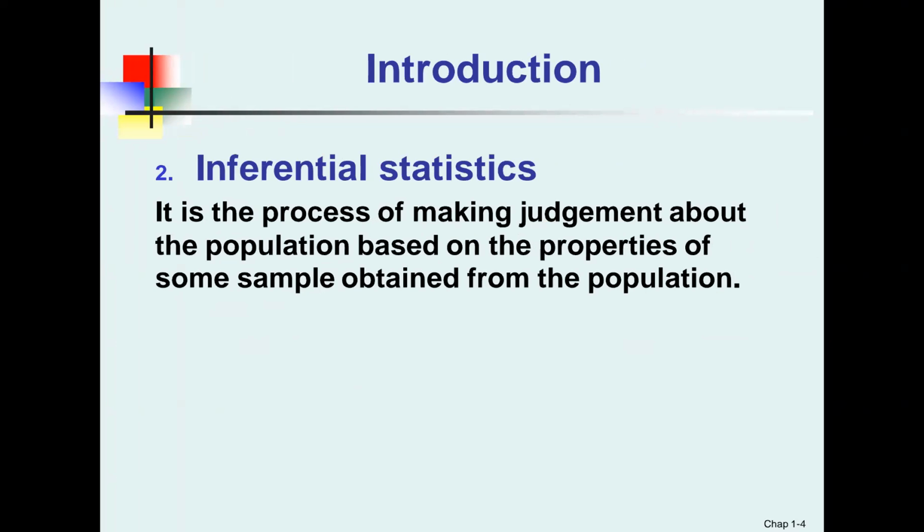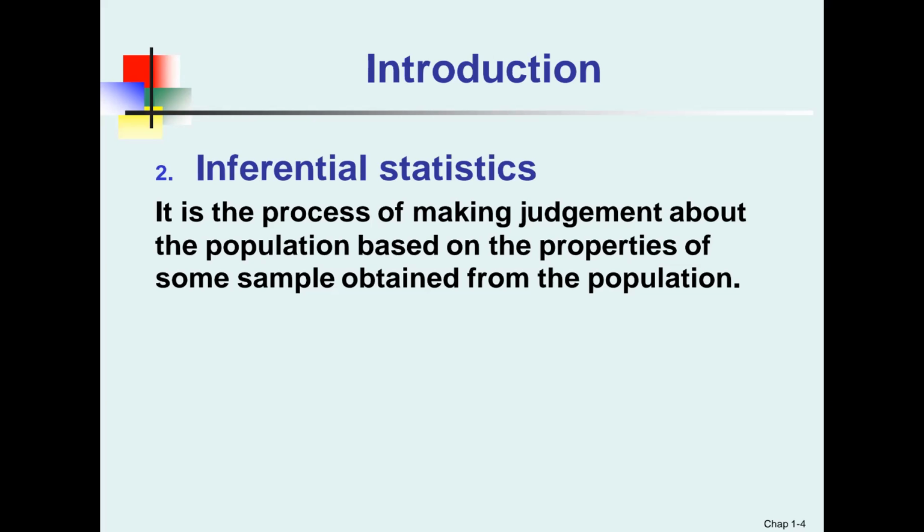Then inferential statistics is a process of making judgments about the population based on the properties of some sample obtained from the population. When you are researching, it's not possible for you to look at the characteristics of the entire population. It's very difficult. So most of the time, we get a fraction of the population to represent the entire population and analyze the characteristics or some variables that we want to study.